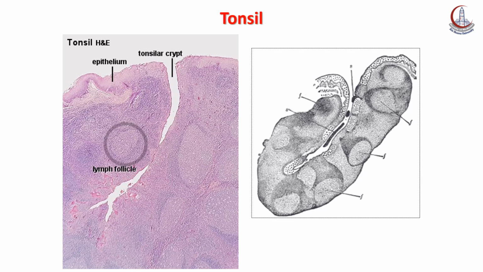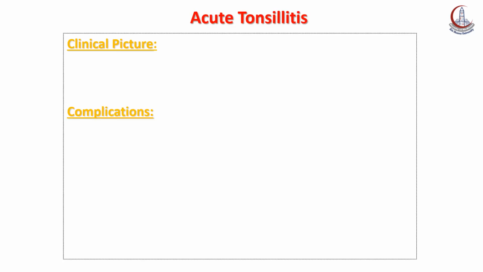This is an H&E stained slide. It shows a covering epithelium, and this is the tonsillar crypt, and here we have the tonsillar lymphoid follicles of different sizes. Acute tonsillitis, or acute inflammation of the tonsil.